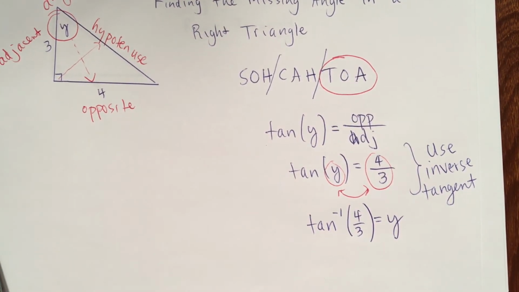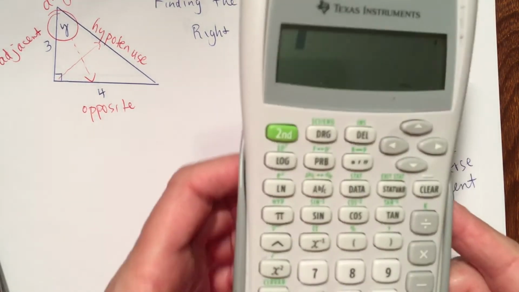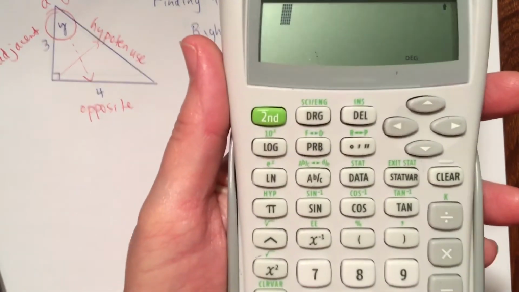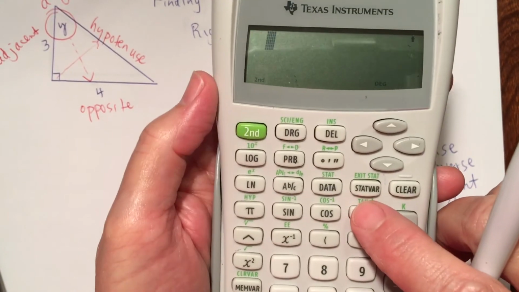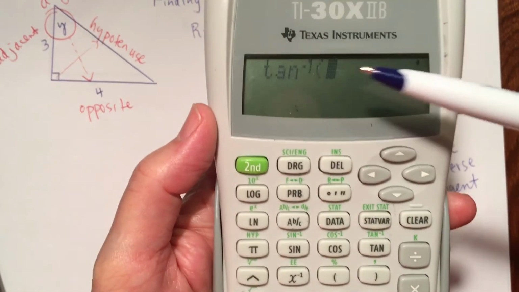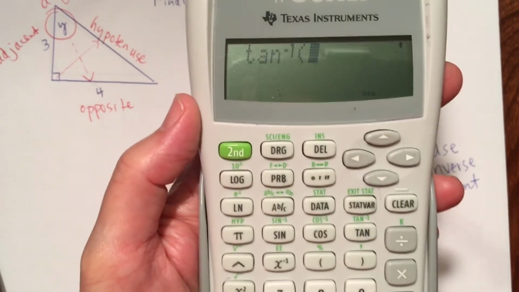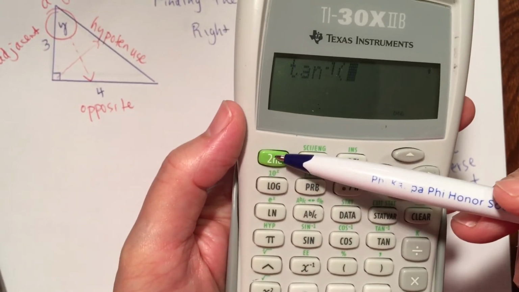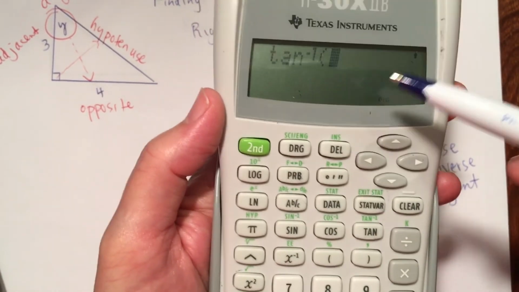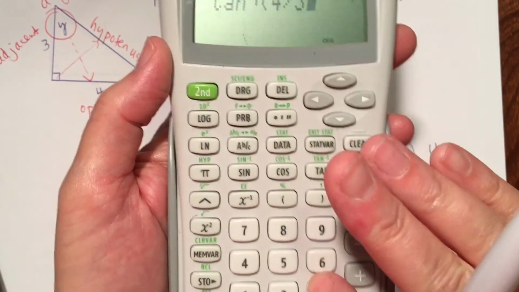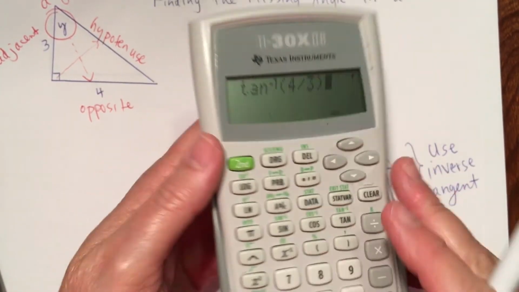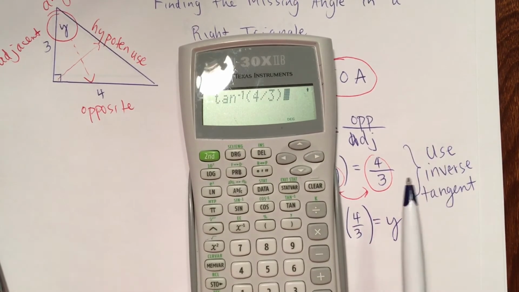To get the degrees, I need to plug this into my calculator. To do inverse tangent, I will look at the calculator and see that it's written on the calculator. So I'll do second tangent. And on the display, I come up with tangent with a little -1. Some calculators, it might be shift tangent. I did second tangent. I'll put in 4 divided by 3, close parentheses, and then press equals. I do notice my calculator's in degrees, so I'm good.